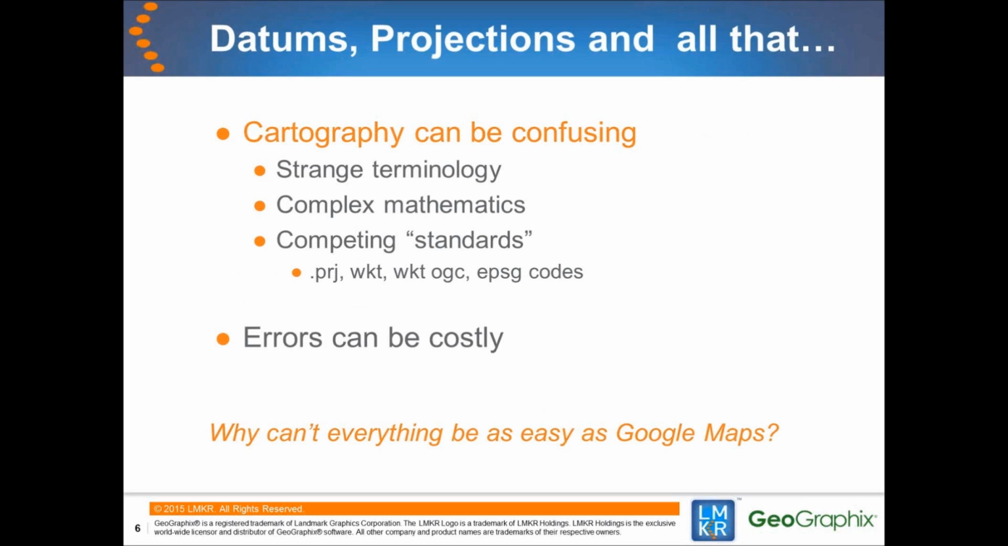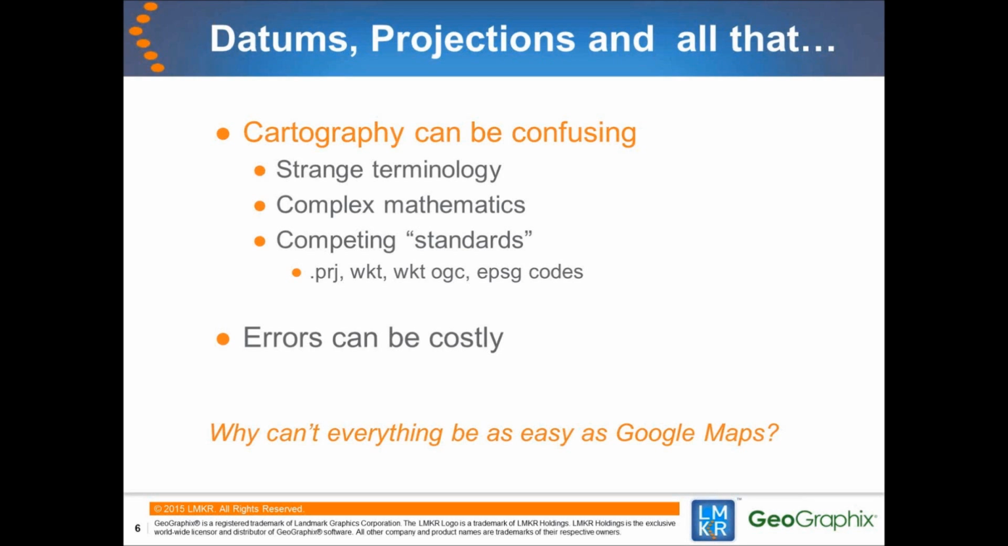Okay, let's get started. Cartography can be very confusing. There's a lot of strange terminology, a lot of complex mathematics, as well as competing standards. So there's PRJ files, there's well-known text files, there's EPSG codes. It's not easy, and people want it to be easy, and I certainly understand that. With the advent of Google Maps, mapping and GIS is pretty much accessible to everybody. But even saying that, we do need to learn a little bit about the basics.